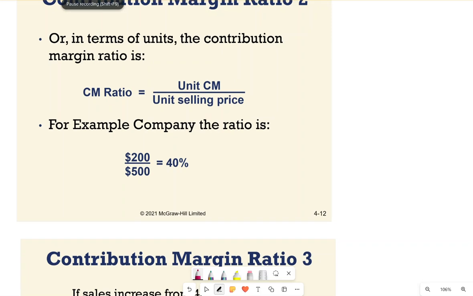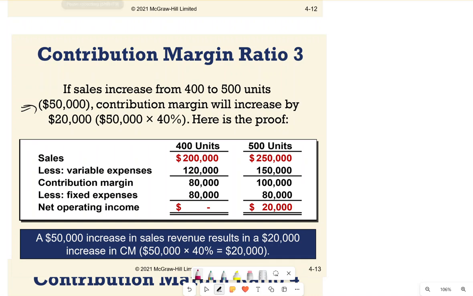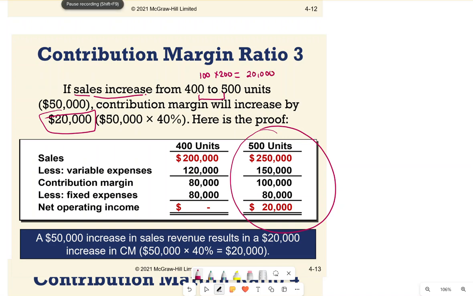Now what happens when we work without the income statement? If sales increase from 400 to 500 units, what is my increase? My increase is 100 units. My contribution margin is 200 per unit, so my contribution margin will increase by $20,000. So that's what it means.